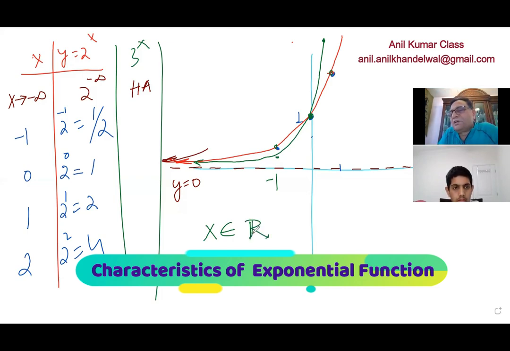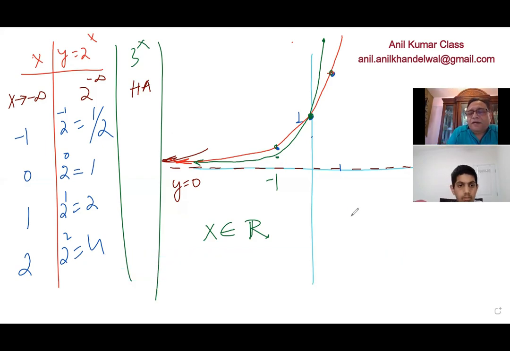X actually belongs to all real numbers. There are no restrictions, correct? But if I write a general equation, y equals some base to the power of x, then there are some restrictions on base b. What are the restrictions on the base? It can't be a negative number. So it is greater than 0.